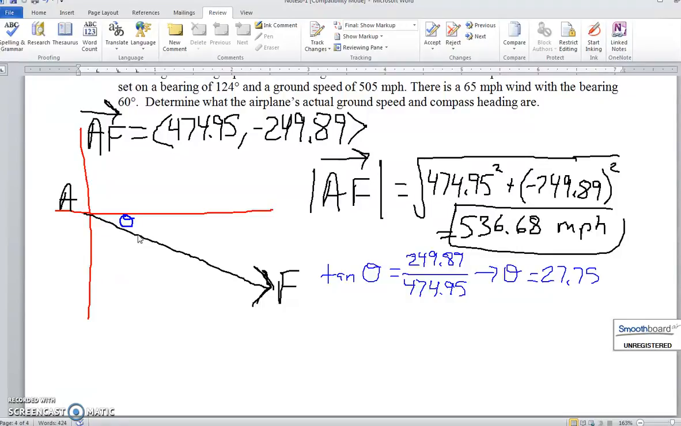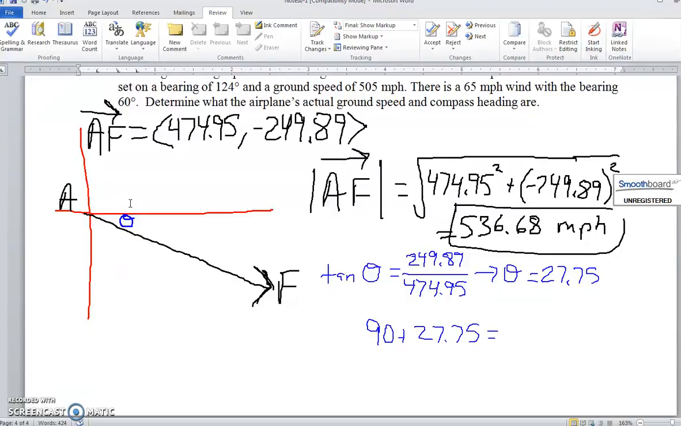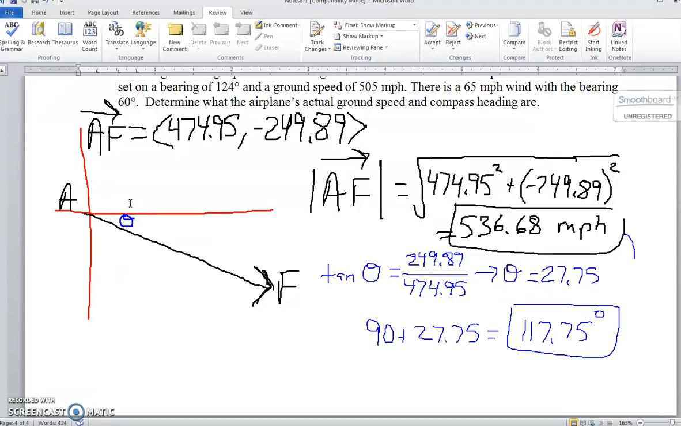Now that clearly cannot be a bearing because it's just the angle right there, but the bearing starts from straight north and goes this way, so the actual bearing that I want is going to be 90 degrees plus 27.75, which would get me the 117.75. That is going to be my bearing. Okay, so these two things here, out of all that work, are the answers that I'm looking for. That's going to be what happens to the plane when I factor in its original settings plus the wind. And we are done.